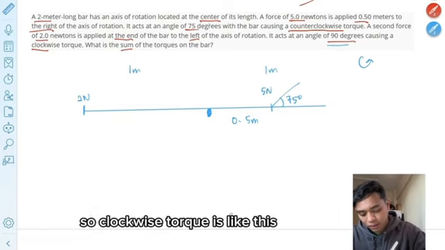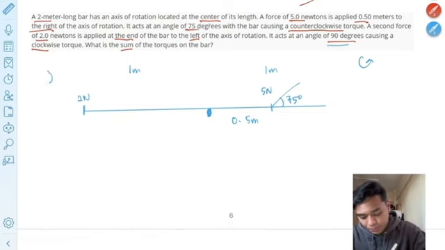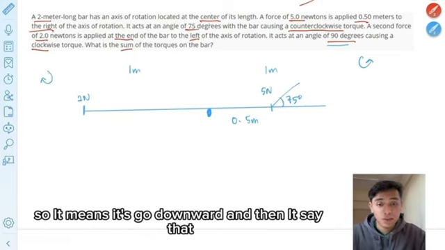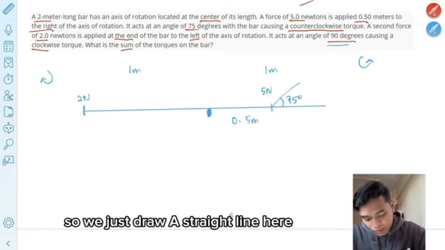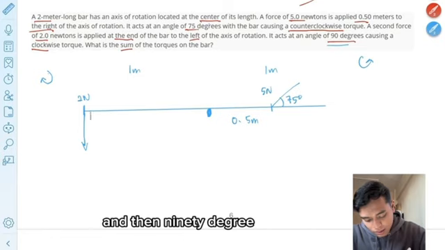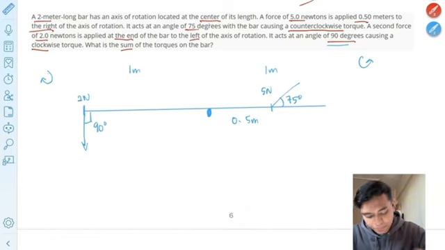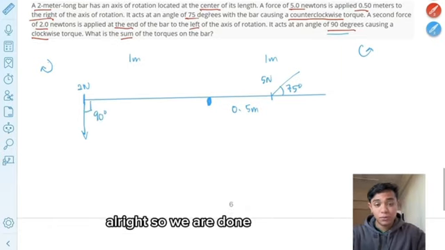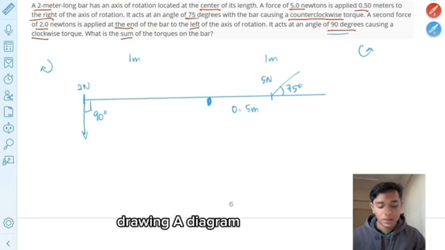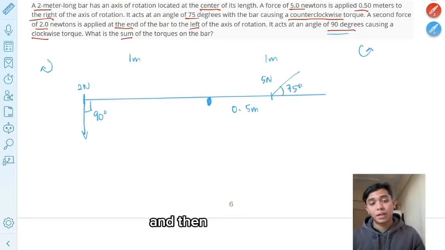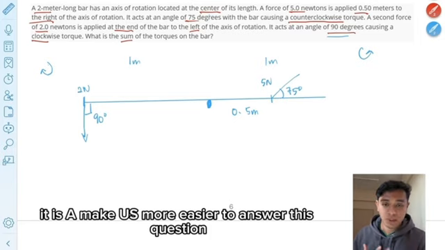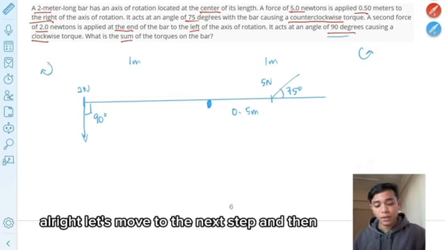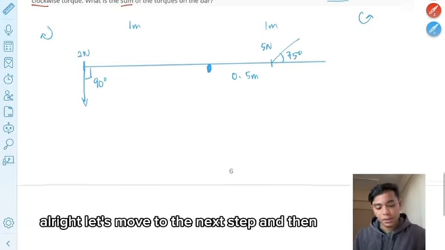Clockwise torque is like this, so it goes downward. And then it says 90 degrees, so we just draw a straight line here at 90 degrees. Alright, so we are done drawing the diagram, and it makes it easier for us to answer this question. Alright, let's move to the next step.